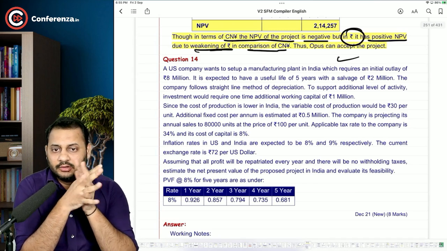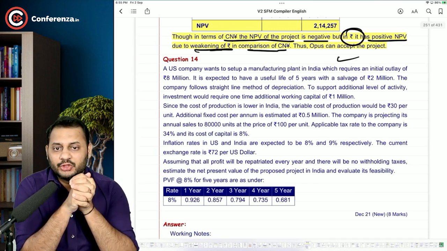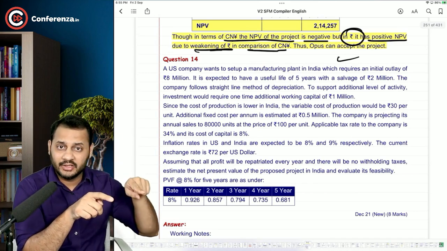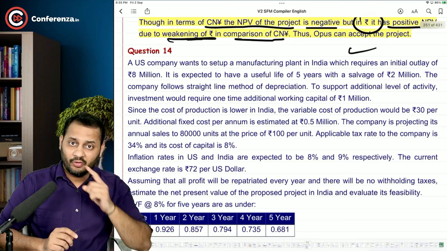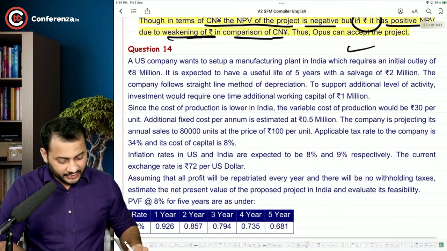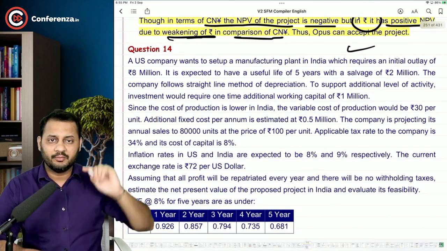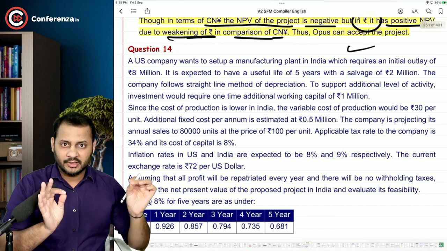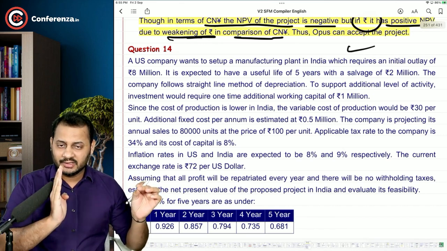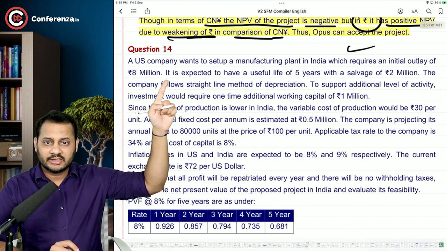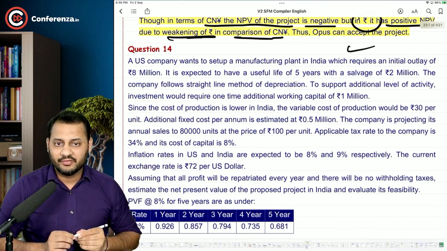Let's have a look. A US company wants to set up a manufacturing plant in India. A US company wants to set up in India, right? So a foreign company is coming to India for setting up the plant, which requires an initial outlay of 8 million. So start your visual memory and create a timeline in your mind. In the very beginning, you can see an outflow of 8 million rupees. It is expected to have a useful life of 5 years with a salvage value of 2 million.